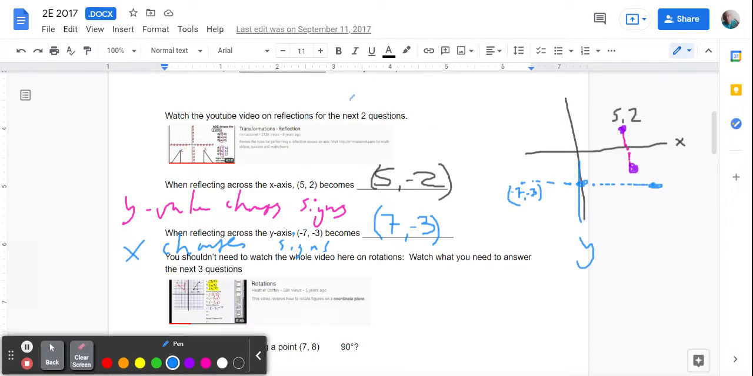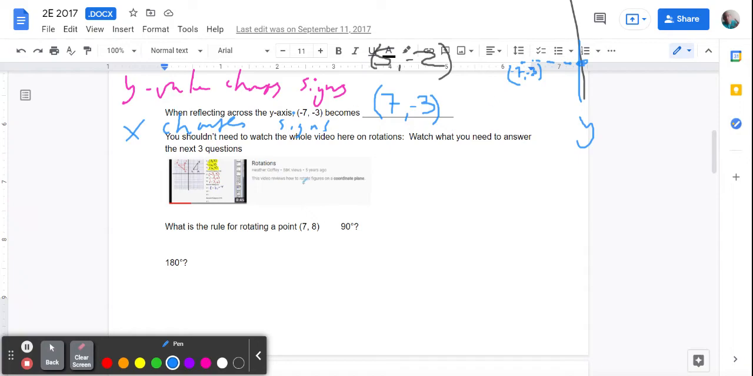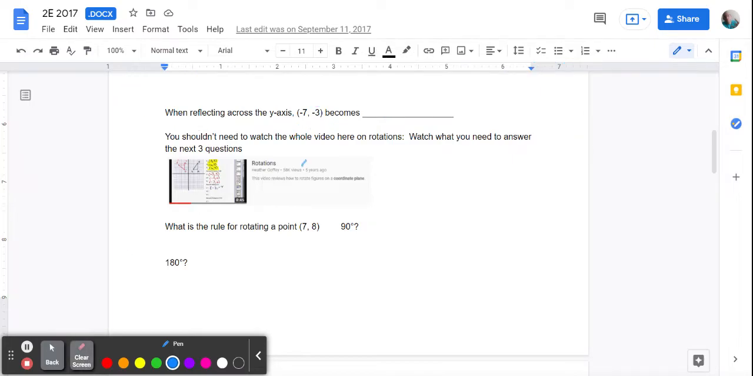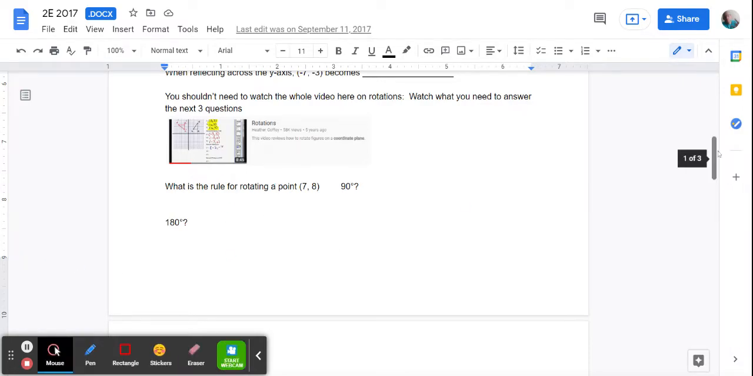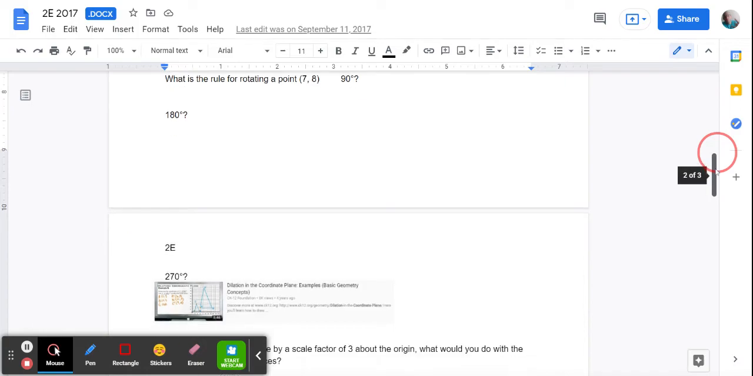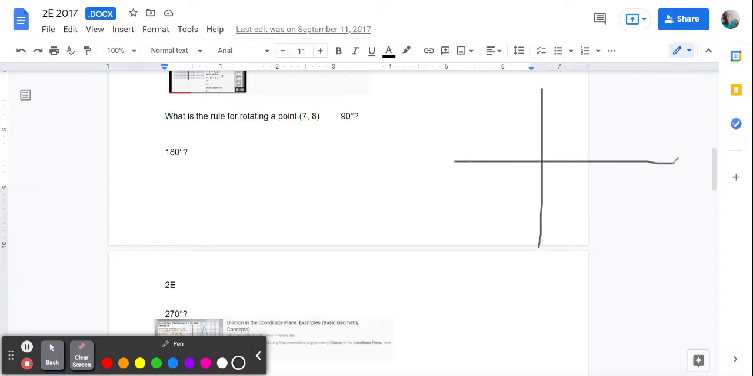Next we have rotations. Now we're rotating about the origin. So we're going to be rotating this about the origin, and we're going to talk about that now. All right, so let's say we have a point (7, 8). We have a point (7, 8), and we want to rotate it 90 degrees about the origin. Here's our point (7, 8).